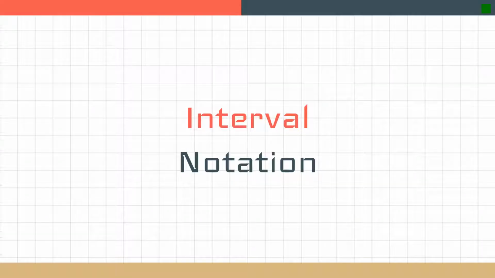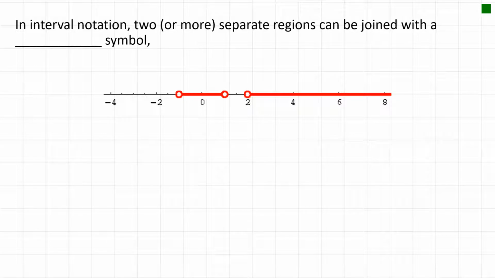Interval notation. In interval notation, when we have two or more separate regions, they can be joined with a union symbol, which is just a capital U.